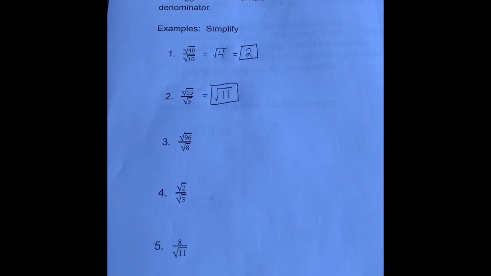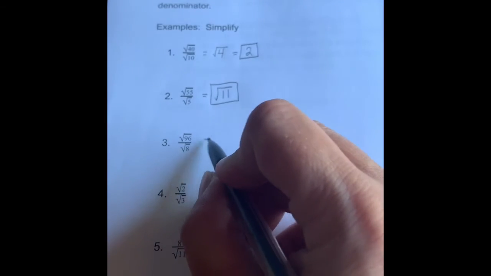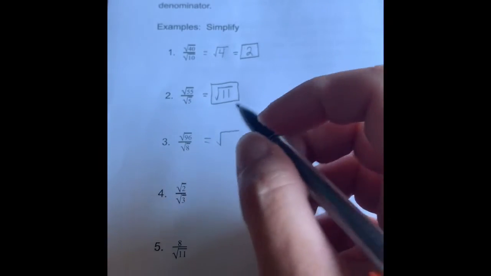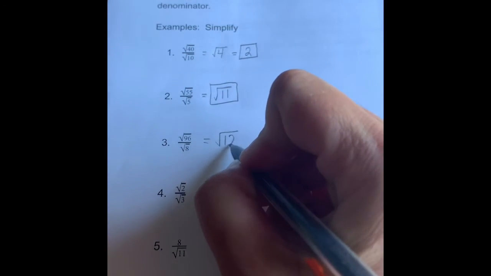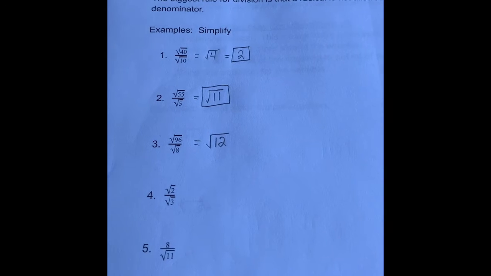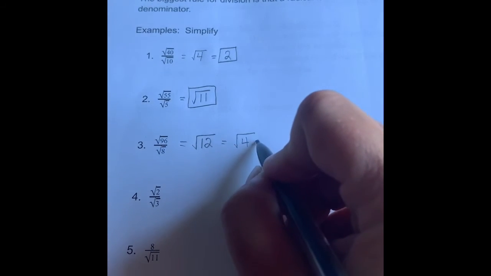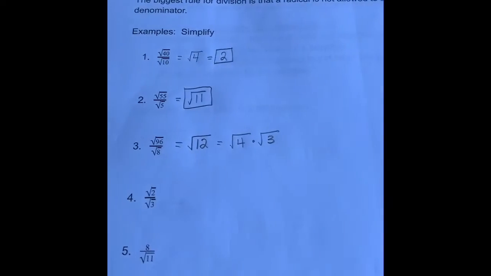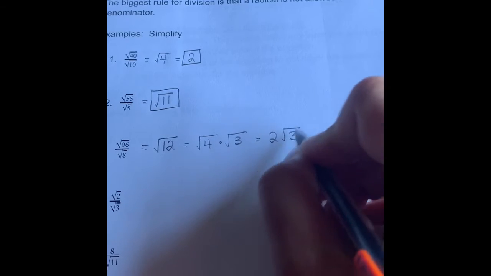Number 3, they're both underneath the square root, so we can actually divide them. So we'll leave the answer under a square root. So 96 divided by 8 is 12, so we have the square root of 12. Do we know the square root of 12? No, but we can simplify it because we can split that into the square root of 4 times the square root of 3. Now we know that the square root of 4 is 2. Carry over your square root of 3, and you have your final answer.